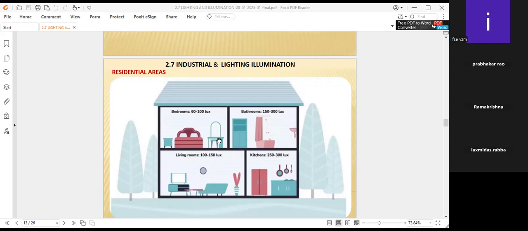Here bathrooms, definitely human activity is there. First, taking bathing is usually 150, whereas living room 100 to 150. These are 100 to 150. These are more. And depending upon the human activities also, you have to see the residential areas also.